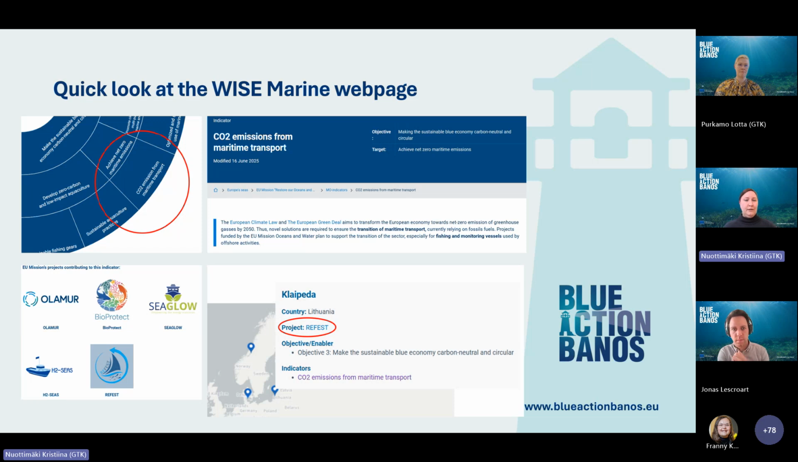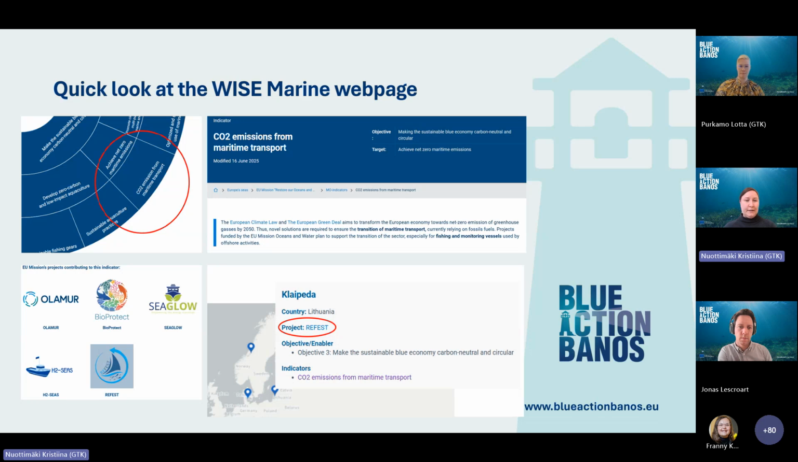So from the webpage, you can find a larger set of indicators that are readily defined, and you can find more information by clicking each of them. Here, for example, we have clicked the Sustainable Blue Economy section and carbon emissions from maritime transport. So there's a short description of what is meant by this indicator. You can find information on what projects are currently contributing to that indicator, and by clicking the project name here, you can open the project web pages and find even more detailed information.